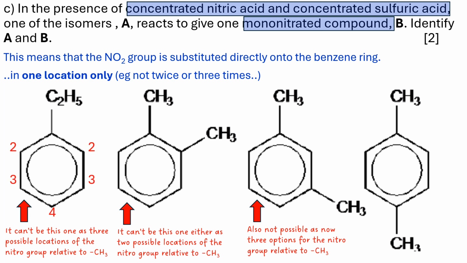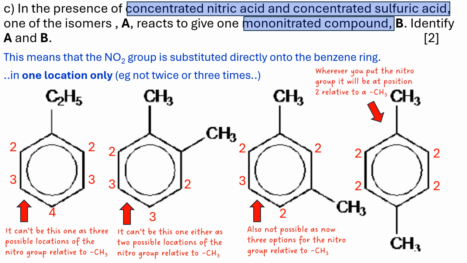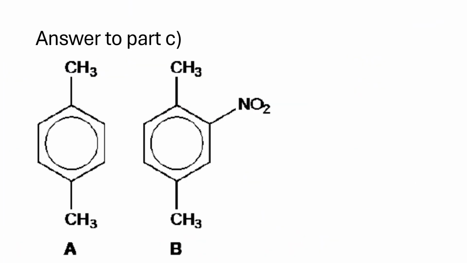So let's look at the numbering. You've got 2, 3, 4 positions. You've got positions 2 and 3 relative to the CH3, and then you've got positions 2 and 3 relative to the CH3 again. But in the other one, on the far right hand side, wherever you put the nitro group, it's going to be at position 2 relative to a CH3. So that must be the isomer that we're talking about. So essentially what they want you to do is to identify that isomer and then nitrate it.